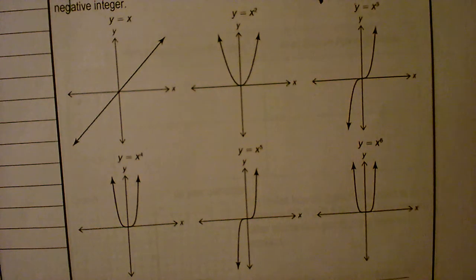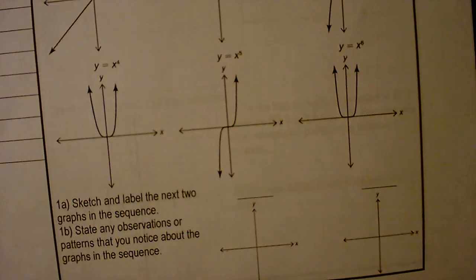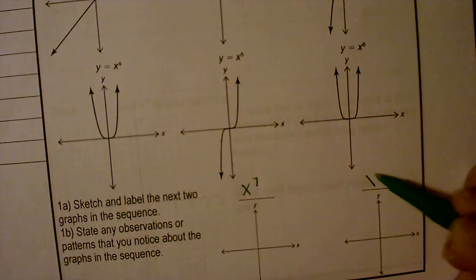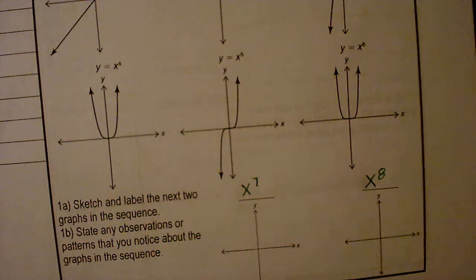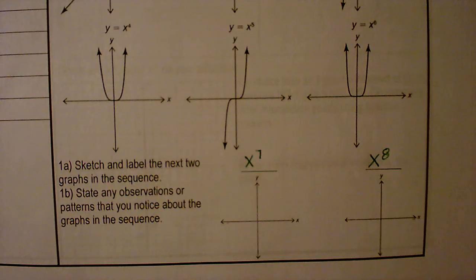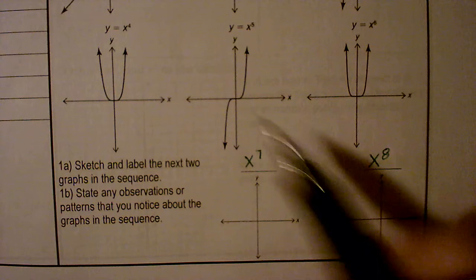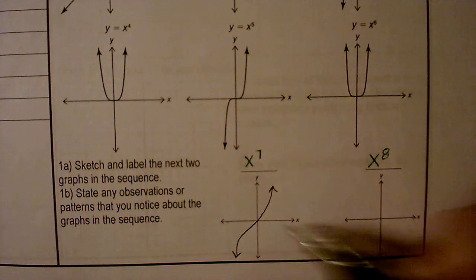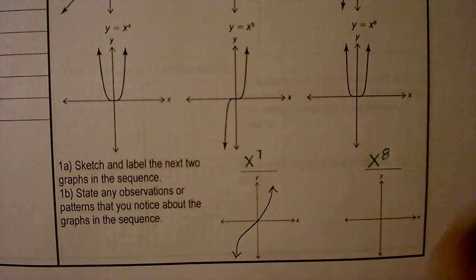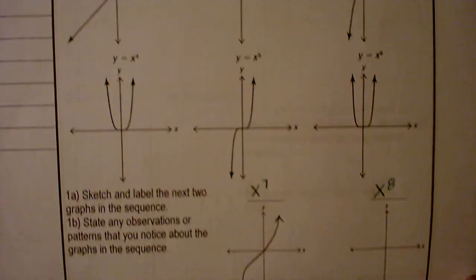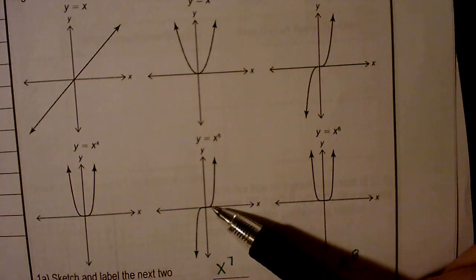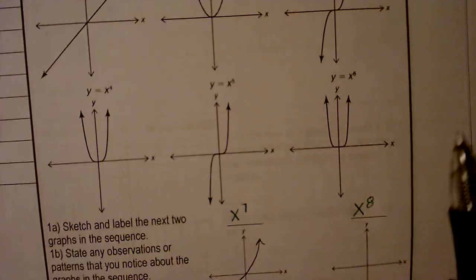So question 1a, down directly below that, says to sketch and label the next 2 graphs in the sequence. So what I mean by that is x to the 7th and x to the 8th. Go ahead and pause, take some time to do that. So x to the 7th power is going to look a lot like x to the 5th. Actually, that's probably really bad, because if we look at comparing x to the 3rd and x to the 5th, we see that it's actually getting flatter there, right? So my x to the 7th doesn't look great.